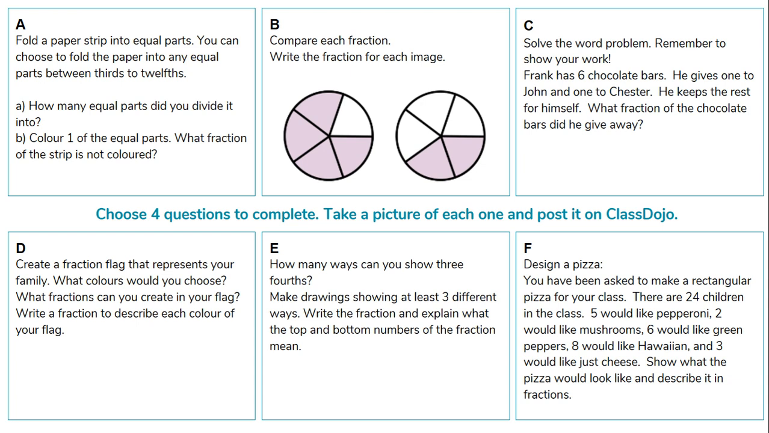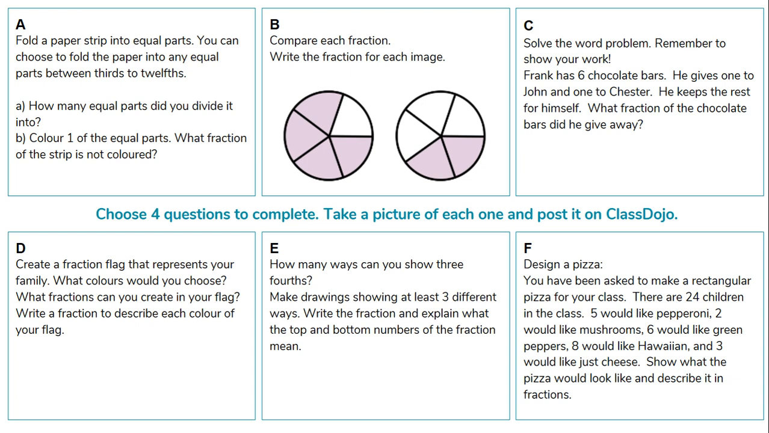So for A, you need to fold a strip of paper into equal parts, okay? And you choose how you want to fold it. You can do it in thirds or fourths or fifths or sixths if you want, all the way up to 12ths. But you have to answer 2 questions with this one. You need to tell me how many equal parts you divided it into, and then you're going to color one of the equal parts and tell me what fraction of your strip is not colored. Okay, so that's key, not colored.